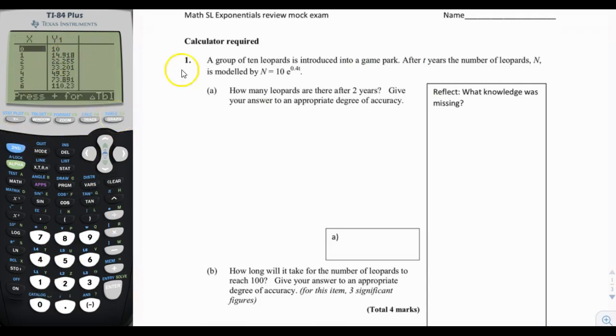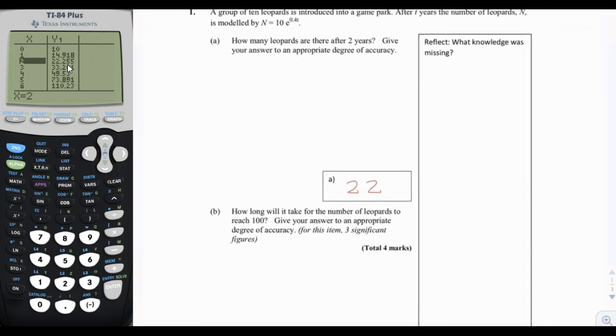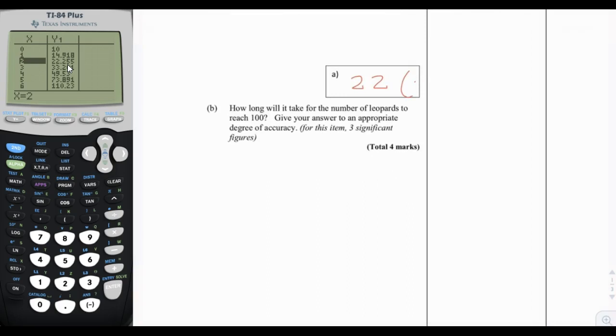Okay, so now it says how many leopards are there after 2 years. It says 22.255. It says give your answer to an appropriate degree of accuracy. Now it makes no sense to say 22.255 leopards. We should say either 22 or 23 leopards. So let's say 22, because maybe 22.255 is closer to 22 than 23. You could make a case for putting 23 also, so I'm sure the IB would accept either answer, 22 or 23. Let me put here 23.